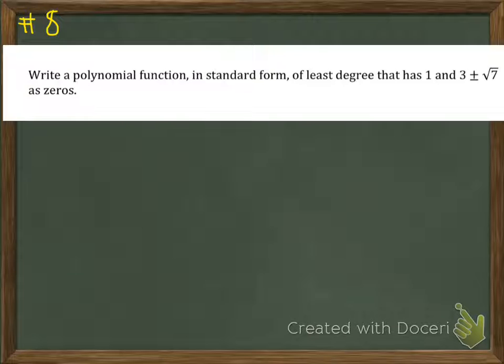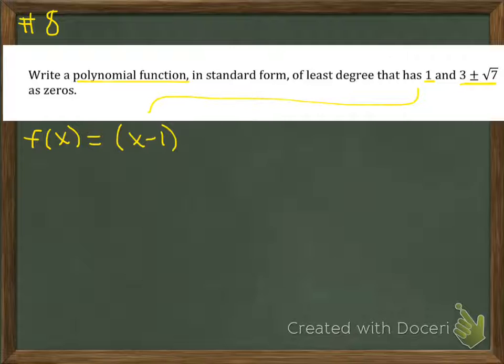Alright, so in number 8, similar to 7, we're trying to build ourselves a polynomial. We're starting with 1 as a 0 and 3 plus or minus root 7. So if we know that 1 is a solution, the factor that comes from, so we're going to write f of x is going to be equal to x minus 1, so that's where that 0 comes from. If we were to solve that, set it equal to 0, we would get x would be equal to 1.